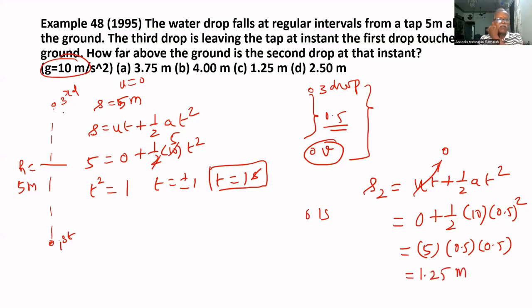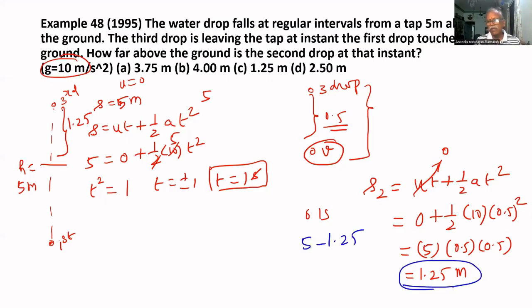It traveled 1.25 meters. But what is the question? How far above the ground is the second drop? From the ground, how far? The total is 5 meters, therefore 5 minus 1.25, since it traveled only 1.25 meters. So 5 minus 1.25 equals 3.75 meters. Therefore, A is the answer.